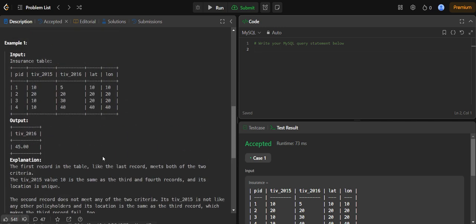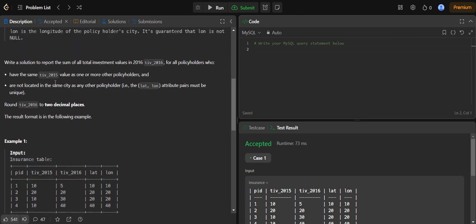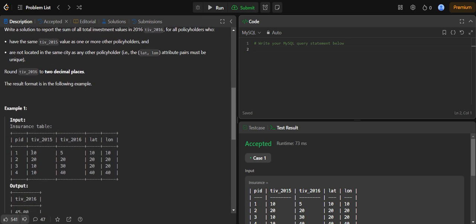So now how to solve this? Our latitude and longitude pair must be unique. That is, if I do a count of them using group by, that must be 1. And the count of the 2015 value must be greater than 1, because one or more other policyholders must have the same value. If only one policyholder has the value and there is no other policyholder with that value, we will not consider it. So that count must be greater than 1, but the latitude, longitude pair count must be equal to 1.